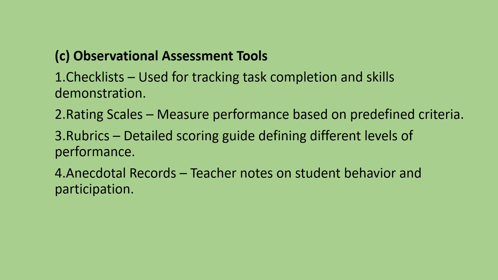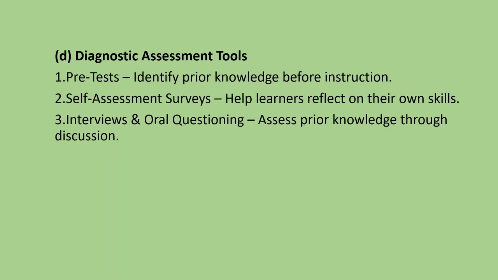Here the checklist is used for tracking task completion and skills demonstration. Then rating scales measure performance based on predefined criteria. Then third one is rubrics. In rubrics, a detailed scoring guide defining different levels of performance is recorded. Then anecdotal records. Here the teacher notes students' behavior and participation.